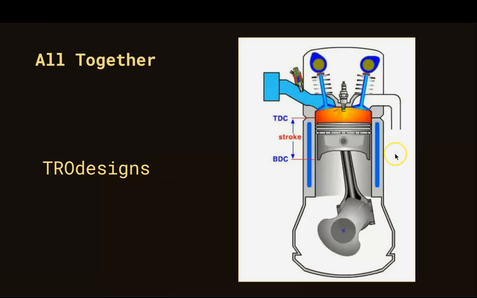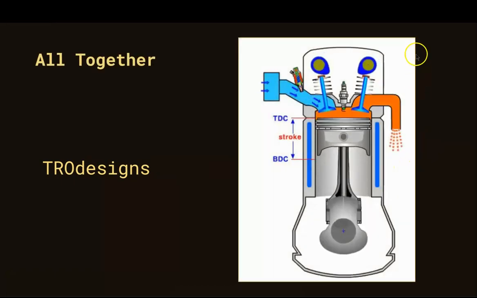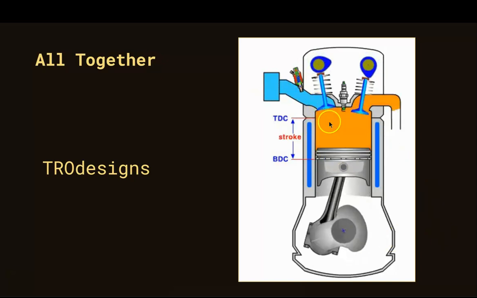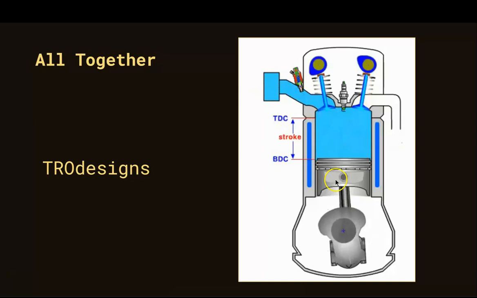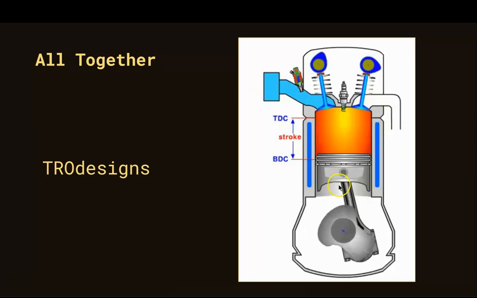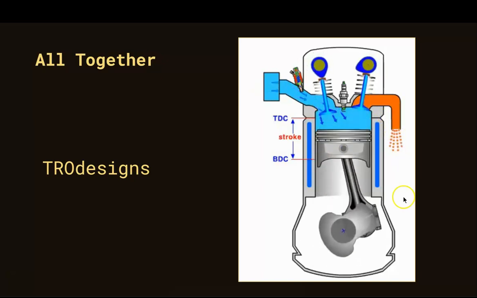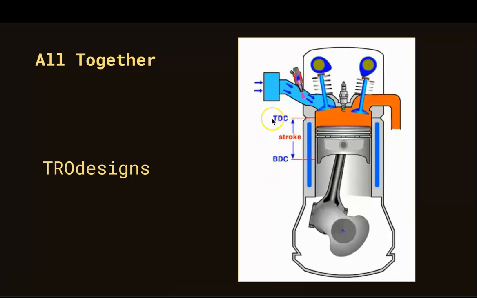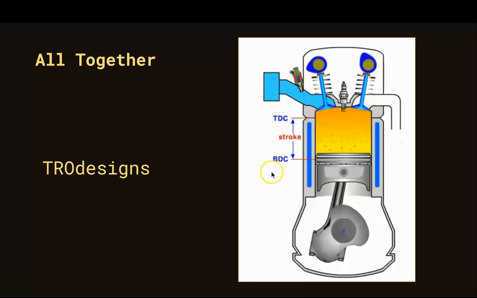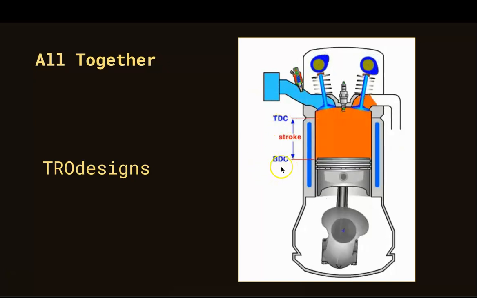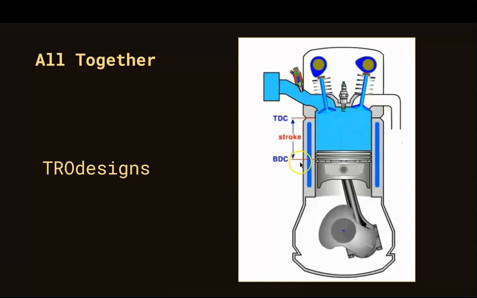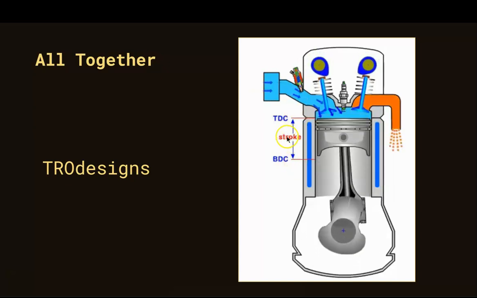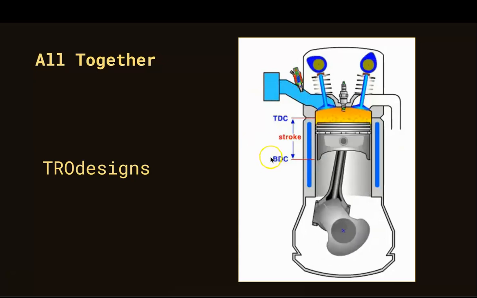All together, what this looks like is this. I think this is a great little animation to show you that's the power stroke right there. But we have the intake, compression, ignition, power stroke, exhaust, and the gases come out. These labels on the right show us top dead center, TDC, and bottom dead center, BDC, which together define the stroke or the distance that the piston moves in the cylinder. I could watch this animation all day.